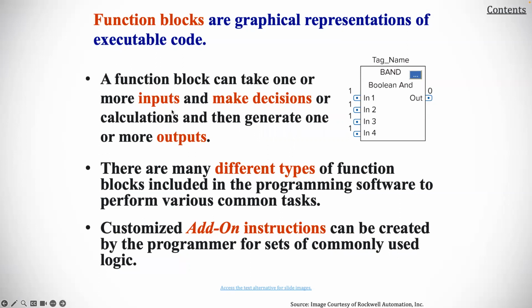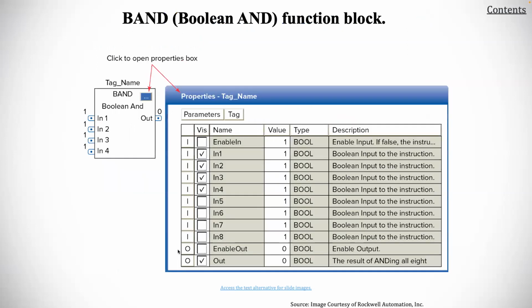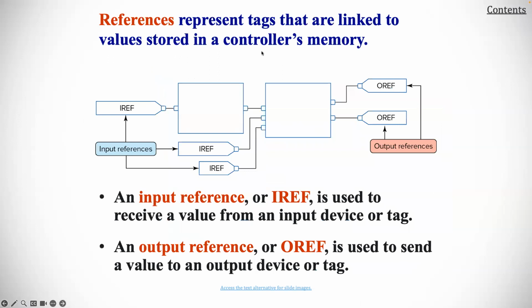A functional block can take on one or more inputs and make decisions or calculations and then generate one or more outputs. There are many different types of function blocks included in the programming software to perform various common tasks. Customized add-on instructions can be created by the programmer for sets of commonly used logic. Here is a Boolean AND function block to give you an illustration.